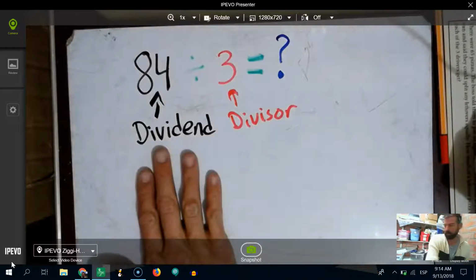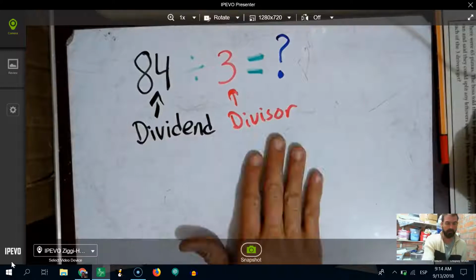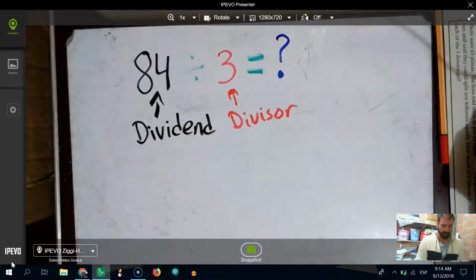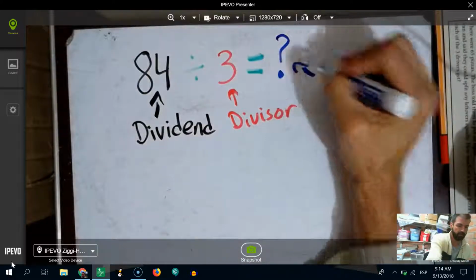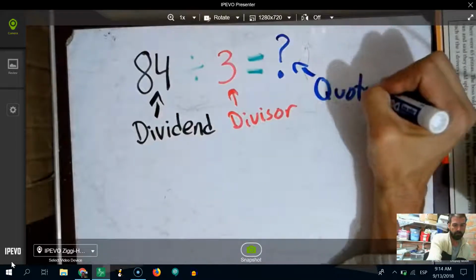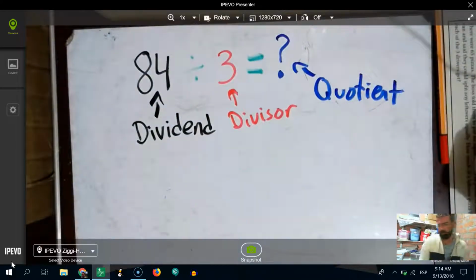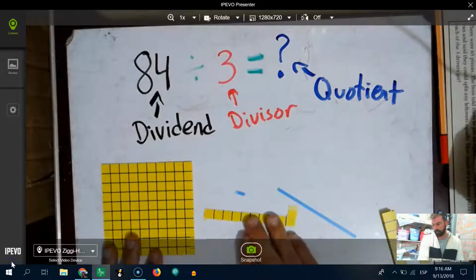So we have our dividend, which is the total we have, and then the divisor, which is the groups. And then our answer over here is what we call the quotient. Okay, so very fancy terms here. Dividend, divisor, quotient. And so let's see what that looks like using our base 10 pieces to figure out the problem. Okay, so these are my pieces.